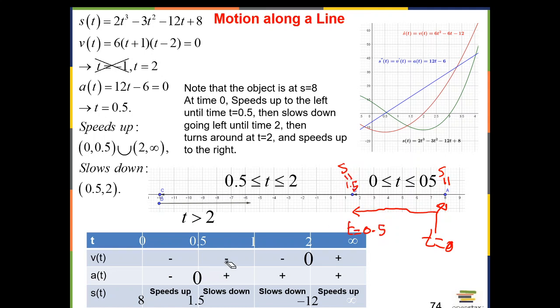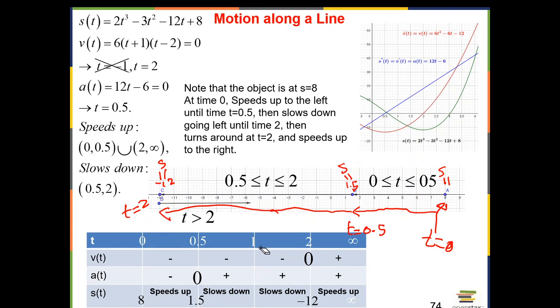And then what does it do? Well, the velocity is still negative, and it keeps going and going and going until it gets to time equals 2. So it's going to reach way over here, right? At this point. So when t equals 2, and s equals what? So let me put it down. t equals 2 and s equals negative 12, right? So it's going to be on the other side of 0 now because it keeps going left.